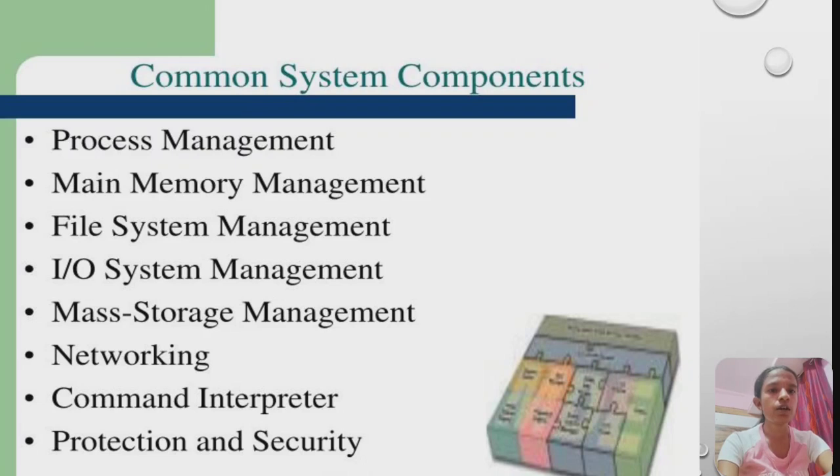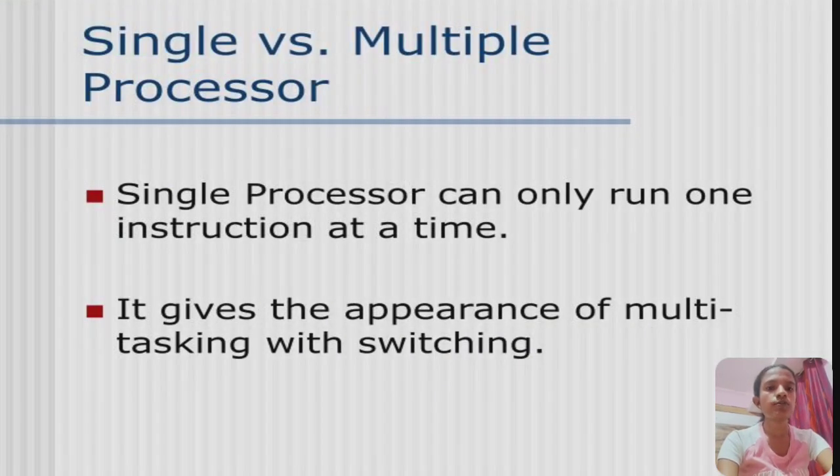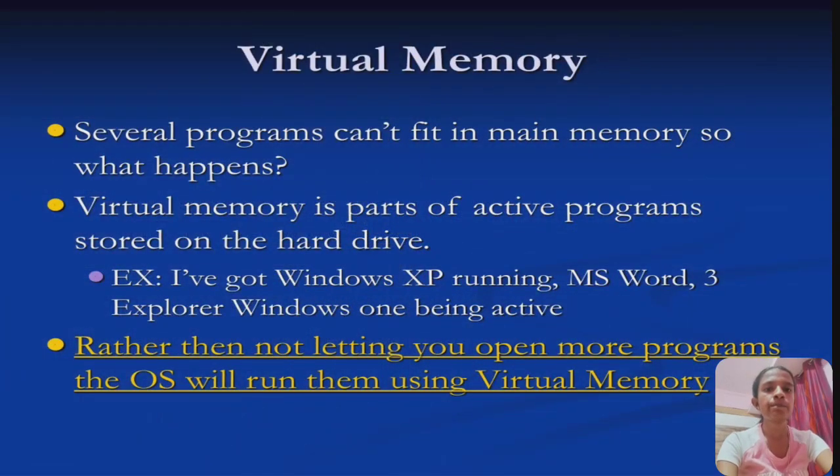Common system components: process management, main memory management, file system management, input and output system management, mass storage management, networking, command interpreter, protection and security. Single versus multiple processor. Single processor can only run one instruction at a time. It gives the appearance of multitasking with switching.